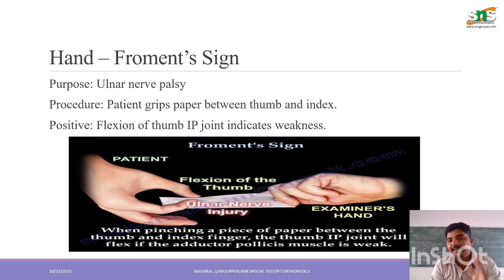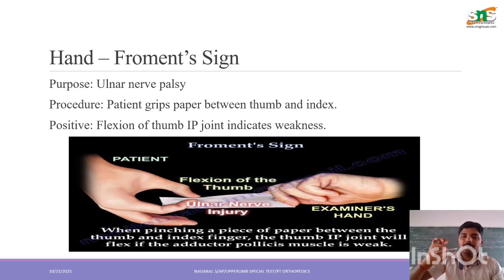Then look, next is Froment sign. Froment sign is for ulnar palsy. Procedure: the patient grips a paper between the thumb and index finger, in this area.